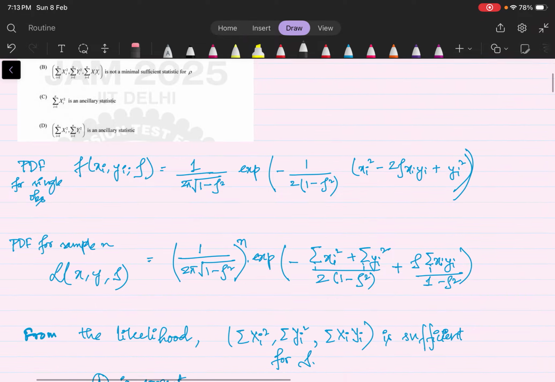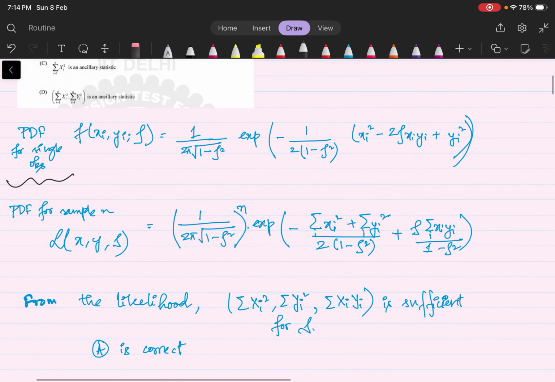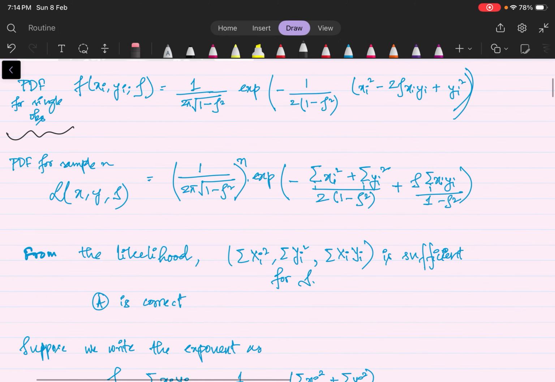The PDF for a single observation we can get is 1 by 2 pi root over 1 minus rho square into exponential of minus 1 by 2 into 1 minus rho square into xi square minus 2 rho xi yi plus yi square. For the sample of size n, since they are independent observations, we get 1 by 2 pi root over 1 minus rho square to the power n into exponential of minus of summation xi square plus summation yi square by 2 into 1 minus rho square plus rho into summation xi yi by 1 minus rho square.